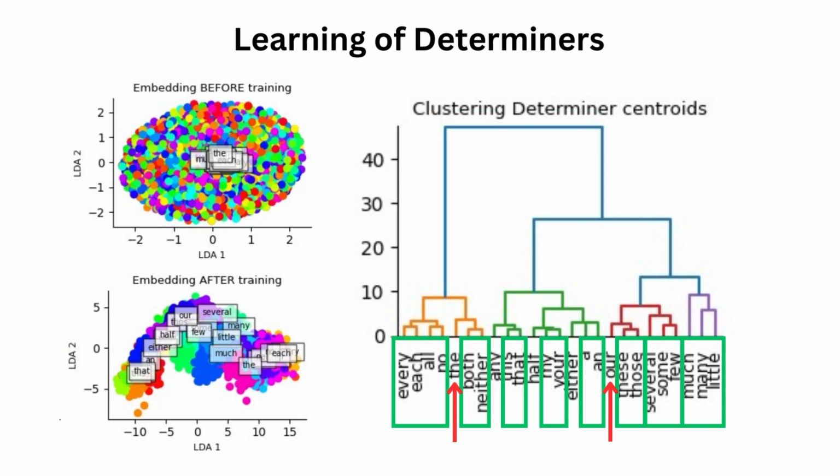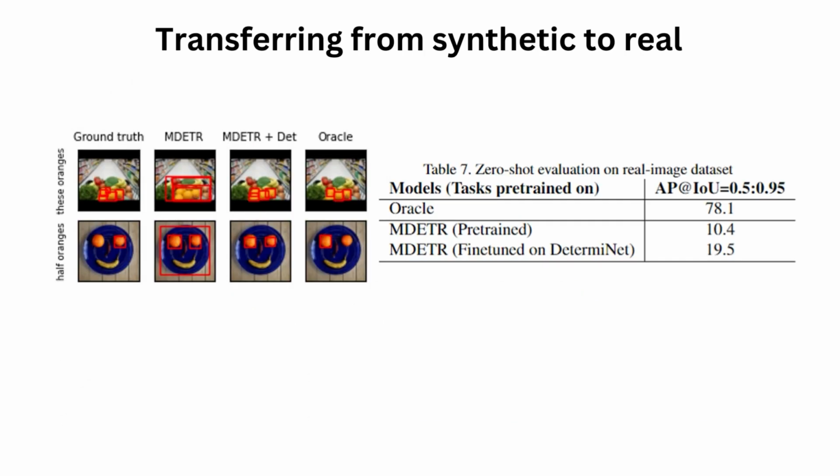An analysis of the learned embeddings of the oracle model showed that it is possible for neural networks to learn the organization of determiners. Based on the LDA clusters and dendrograms, we observed that the clusters begin to resemble the determiner organization after training. Furthermore, fine-tuning on DetermiNet has the potential of improving models' performance on real images. While MDETR was trained on COCO images, it only achieved a 10.4% average precision when tested on 100 curated real image samples. On the other hand, fine-tuning on DetermiNet resulted in an increase of performance of 9.1%.